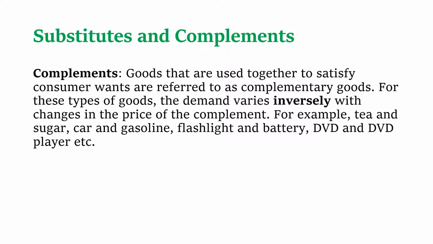So as I said earlier, in the previous slide, you have the inverse relationship there, and then you have the examples: flashlight and battery, DVD and DVD player. Of course, if you have a DVD player, you need a DVD to operate that. If you have a flashlight, of course, you need a battery. So if the price of battery increases, people buy fewer flashlights. If the price of battery falls, more people buy flashlights, right? So these are all complementary goods.